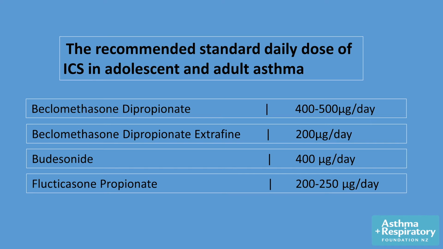Now, in terms of standard doses, beclomethasone dipropionate BDP at around 400 to 500 micrograms per day, the extra fine BDP at around 200 micrograms per day, budesonide at around 400 micrograms per day, and FP or fluticasone propionate at around 200 to 250 micrograms per day, depending on the inhaler device. Now, these are considered the standard doses of inhaled corticosteroids, and these are the doses one would initiate treatment with, and also the standard doses to use in patients, even those with moderate to severe asthma.